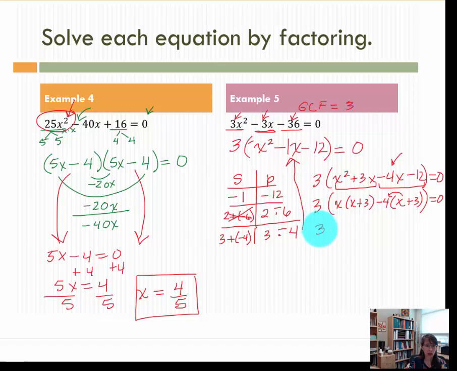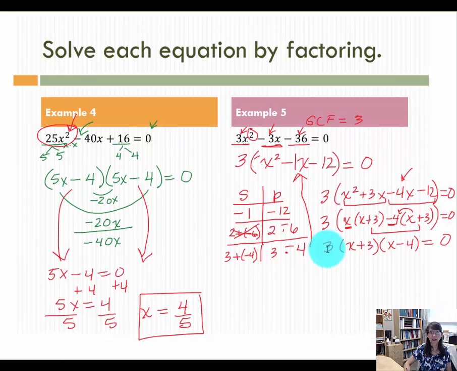3 was the original common factor. Quantity of x plus 3 is the new common factor. And then x and minus 4 make that other factor. Now that the polynomial is completely factored, we can set each factor equal to 0. That's the zero factor property.